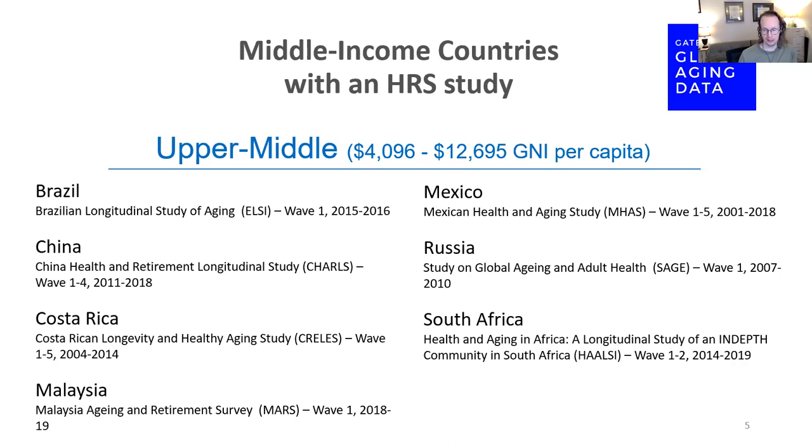Mexico has actually the second oldest study in the HRS family of studies, and that's called the Mexican Health and Aging Study, or MHAS. They have 5 waves of data available, ranging from 2001 to 2018.